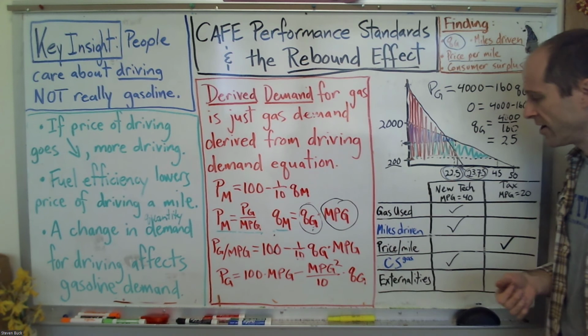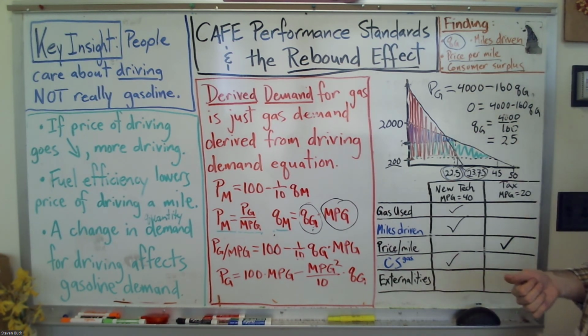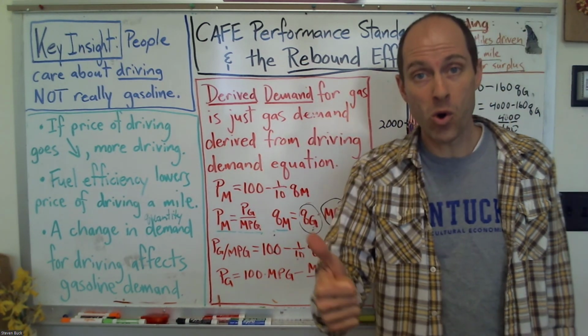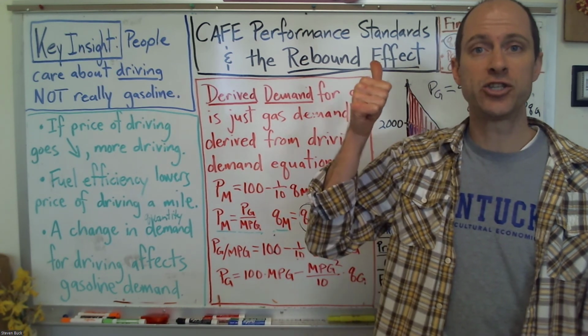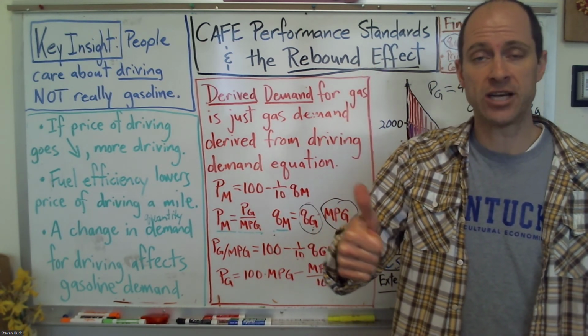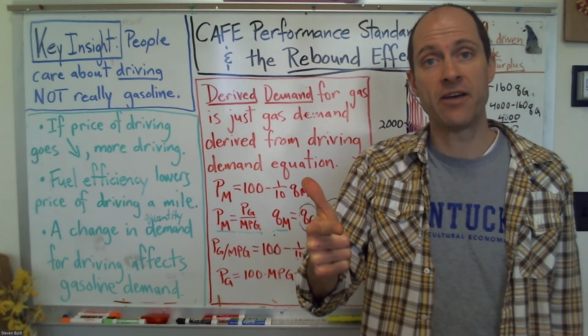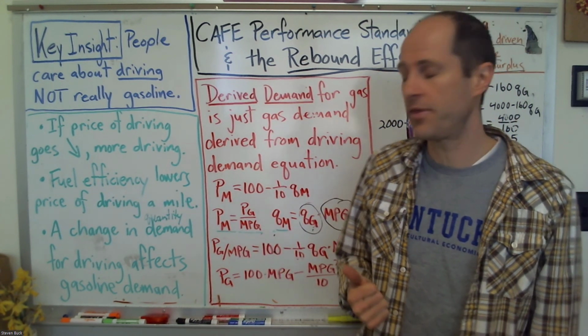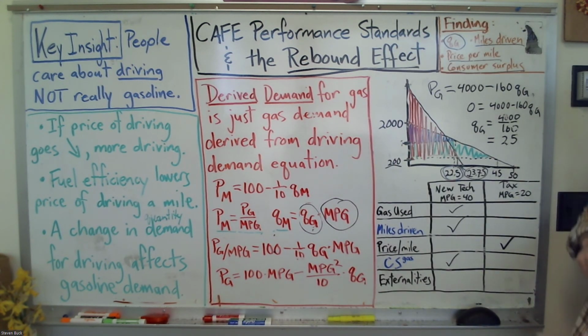Well, guess what? Under the energy efficiency policy, that is the performance standard, we're actually going to have more driving. There are going to be more cars on the road. That's just going to lead to even greater traffic congestion and greater probability of having an accident and potential death. So I would argue that the externalities are going up and are greater under the new technology than the gas tax.